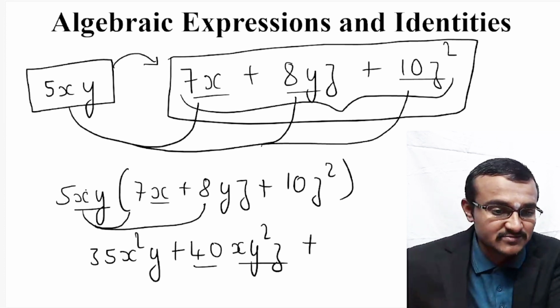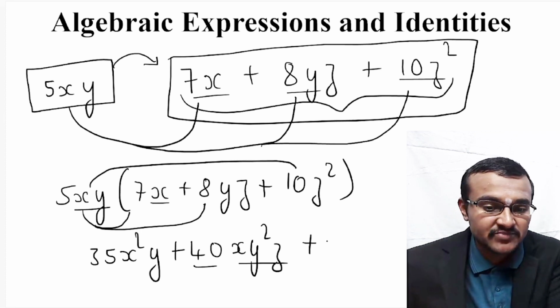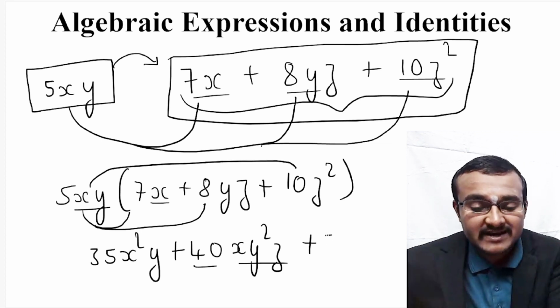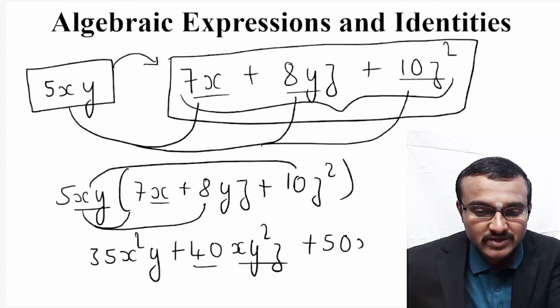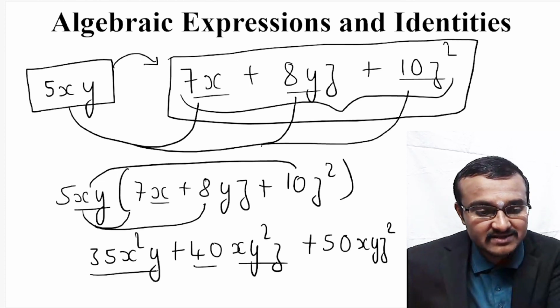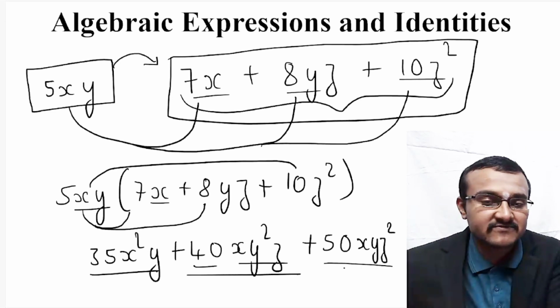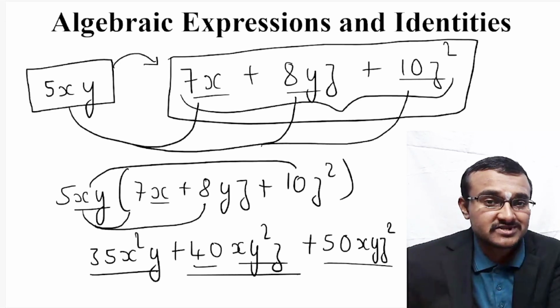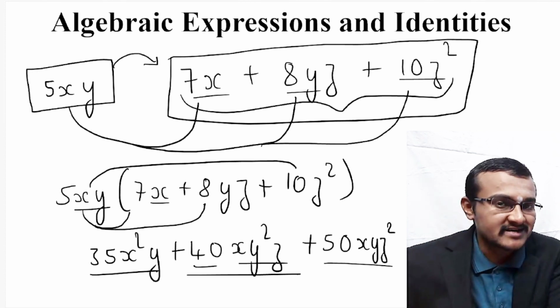So coming to the third term, you should actually multiply this 5xy with 10z square as well. So what is 5 into 10? 5 into 10 is 50. So what is xy into z square? Xy into z square will be xyz square. So the answer for this particular multiplication will be 35x square plus 40xy square z plus 50xyz square. So this is actually monomial into a polynomial or a trinomial.